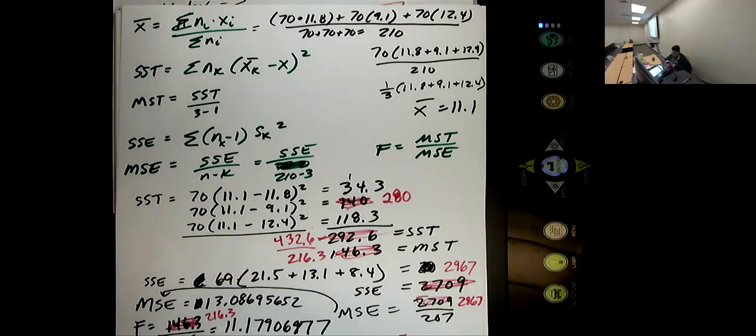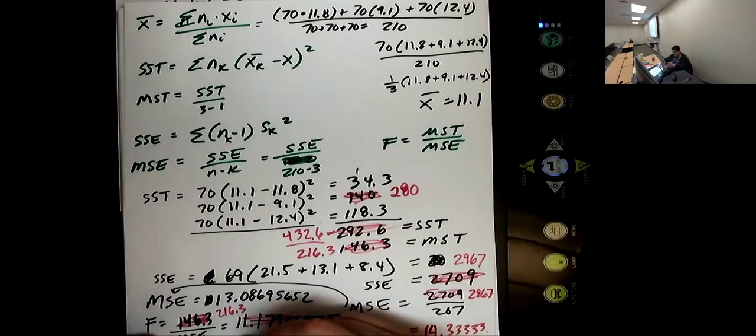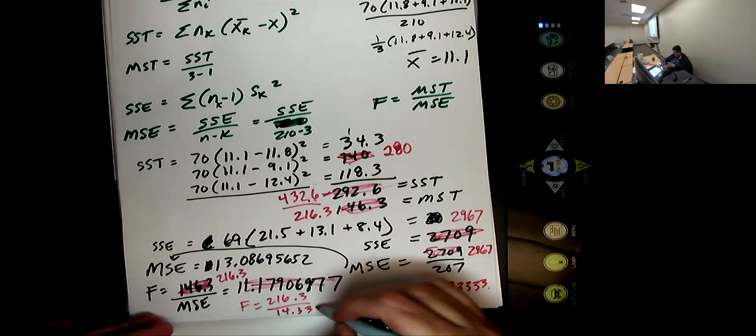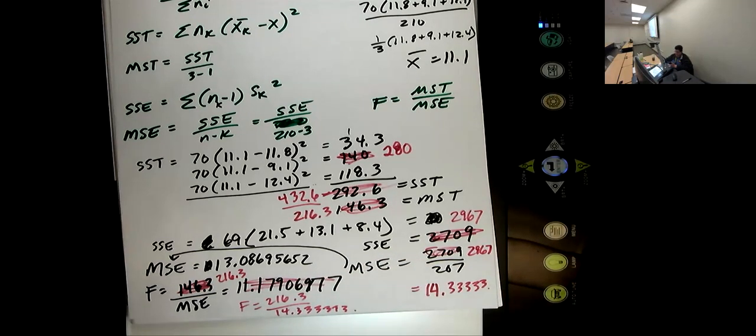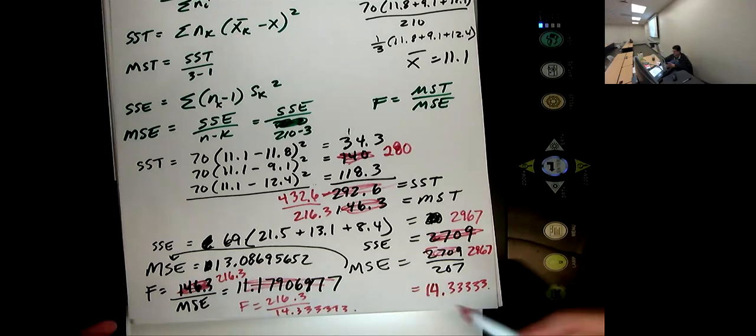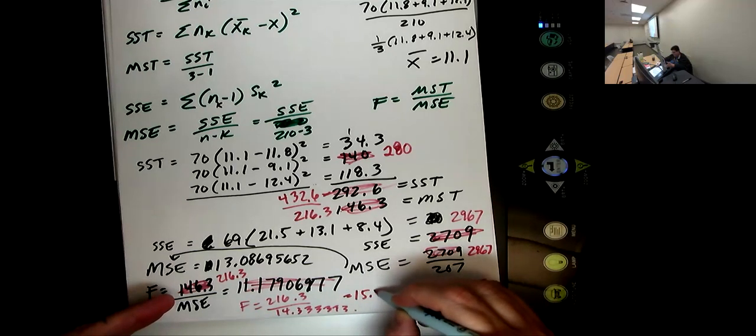I did a lot of calculator fails. This is what happens when you don't bring your good calculator. I'm stuck using the cheap calculator. That's 14.33333333. All right, so F is 216.3 over 14.3333333333, which keeps going. I'm just going to do 216.3 divided by the answer. And now I'm getting F is 15.091.